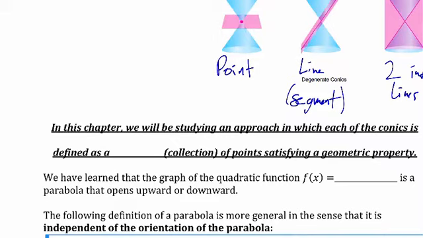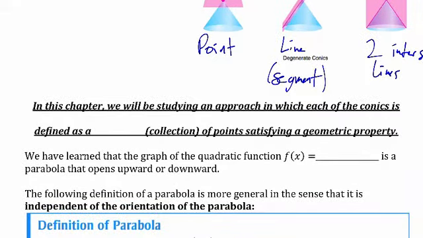Now, in this chapter, we're going to be studying an approach to each of these conics, and it's defined by a locus. It's an interesting word, but locus just means a collection of points satisfying a geometric property. We're starting off with parabolas today.